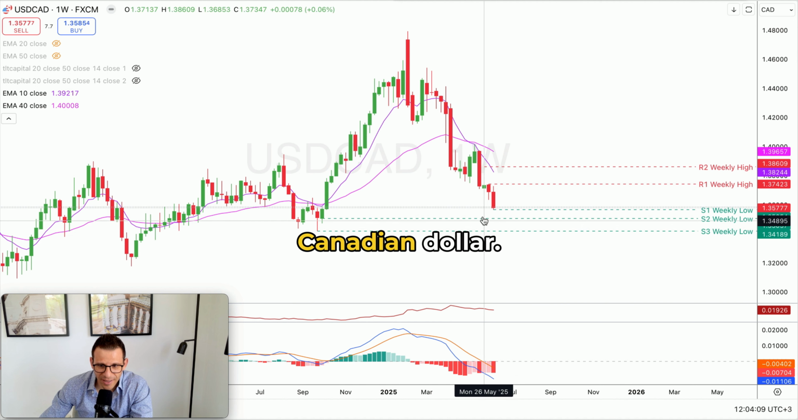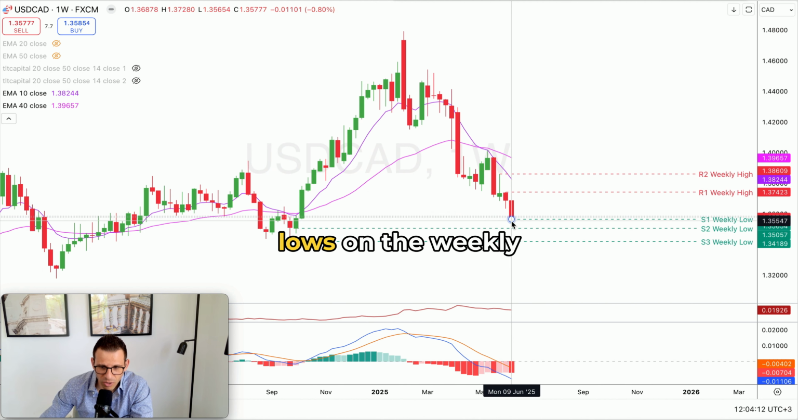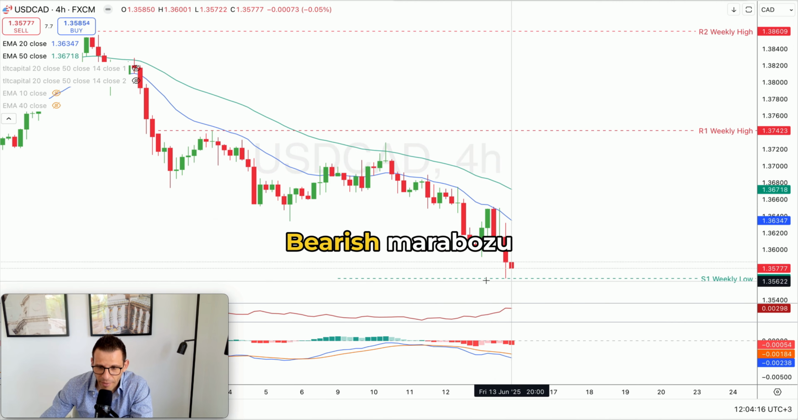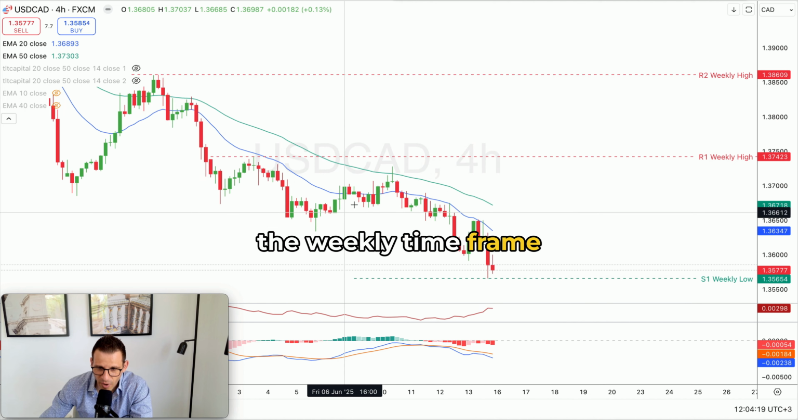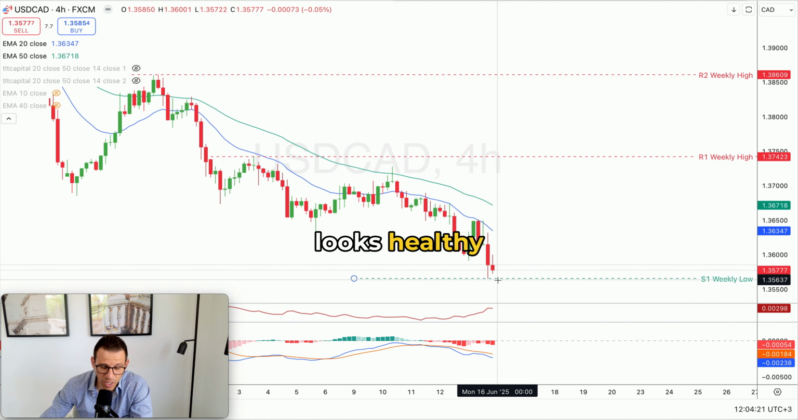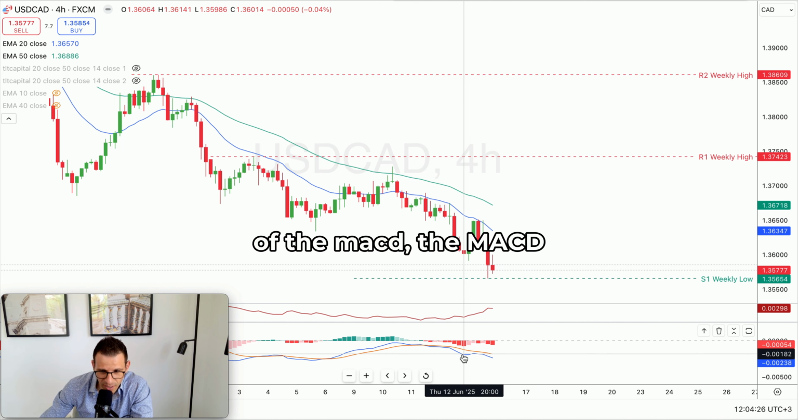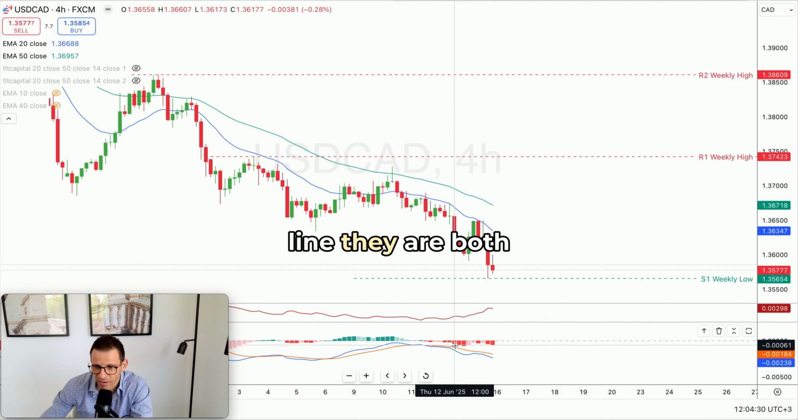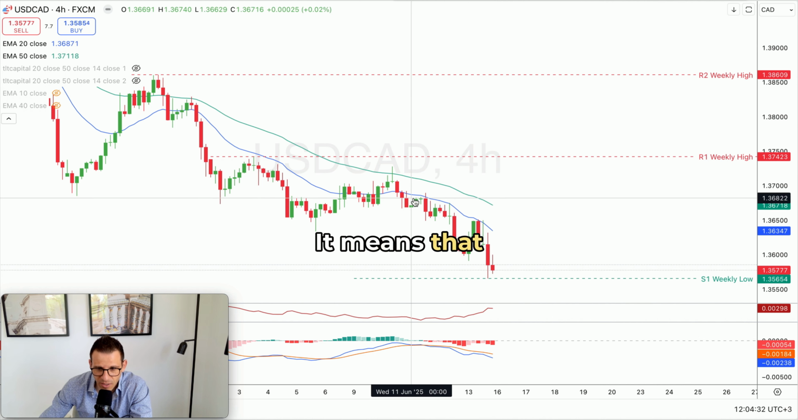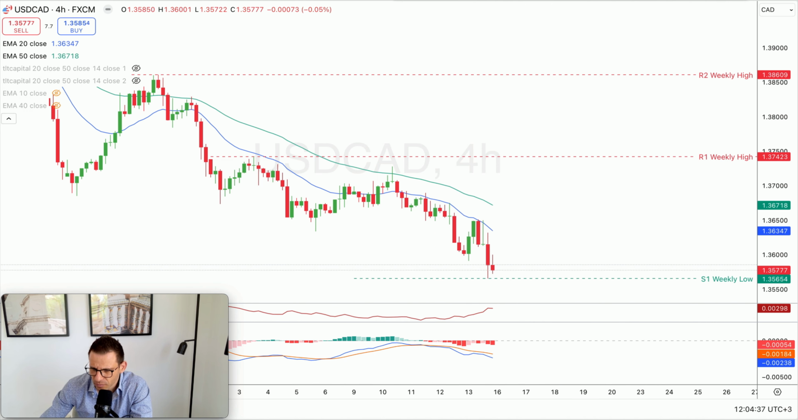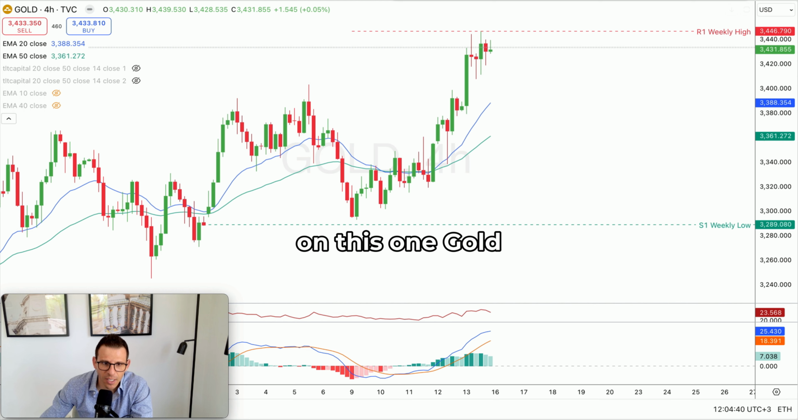Next one, USD/CAD: lower highs and lower lows on the weekly chart, and the downtrend is still intact. Bearish Marubozu candle on the weekly time frame. On our chart, everything looks healthy for a downtrend continuation. The moving averages, the MACD line and the signal line, are both pointing downwards. It means that the market is strongly trending on the downside. So it's still bearish on this one.